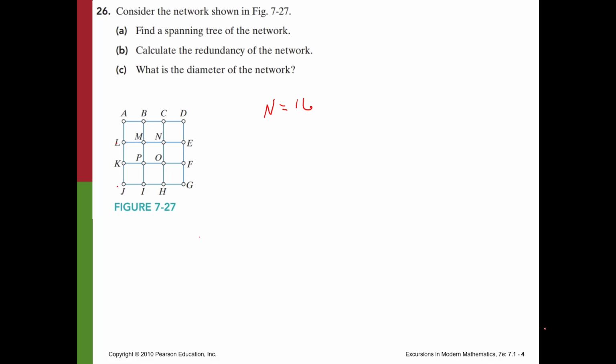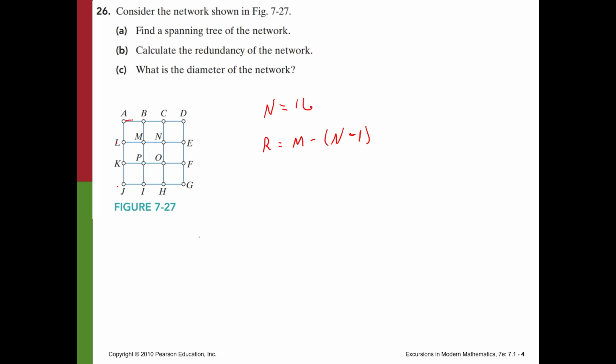So to calculate the redundancy of the network, you can use the formula R is equal to M minus (N minus 1). Going over this formula, M is the number of edges that you do have, and N minus 1 is the number of edges you need to be a tree. N is the number of vertices, so N minus 1 is 15. You would need 15 edges to be a tree, and so you take that away from how many edges you actually have.